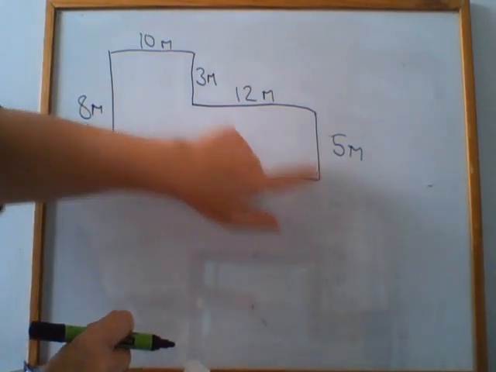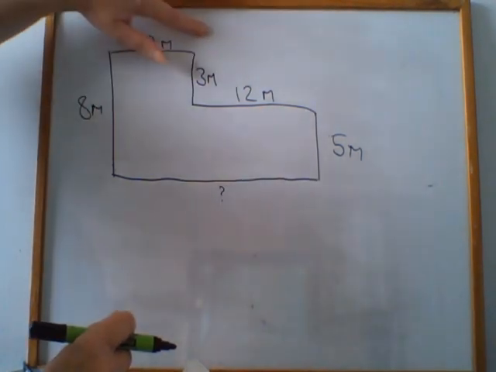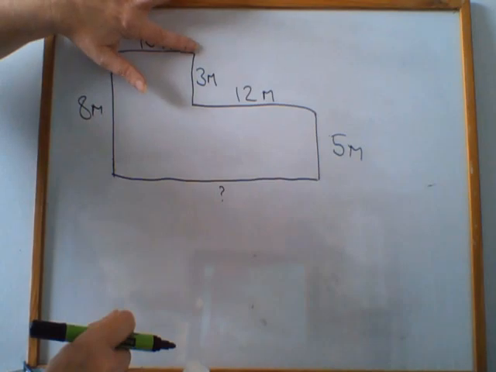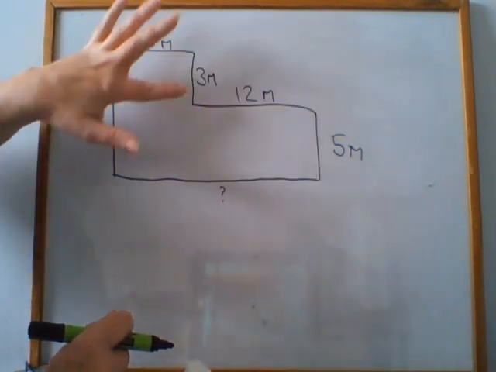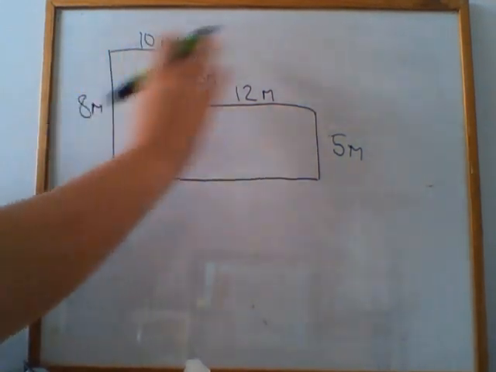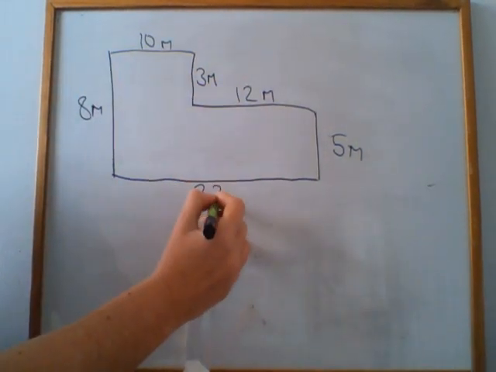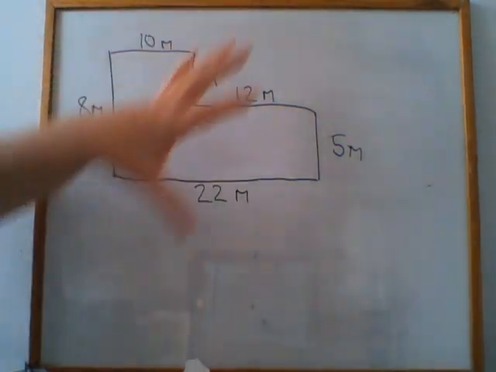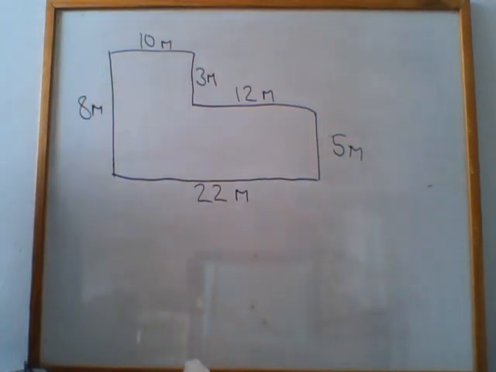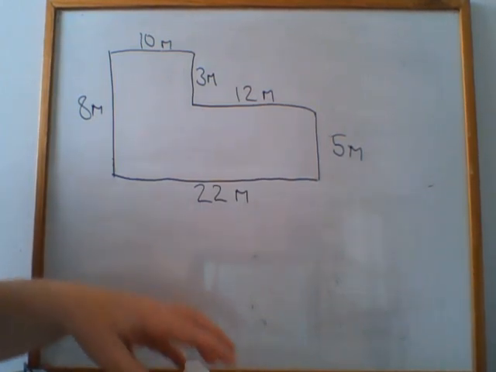Okay, I can do a similar thing at the bottom here. To get from here to here, I need to see what I've got at the top. So from here to here I've got 10, and then it tells me from here to here is 12. So if I add these two together, I get the total distance from here to here. So I've got 22 meters along the bottom. Okay, now I've labelled all my sides. I should have all the information I need to work out both the area and the perimeter of this shape.